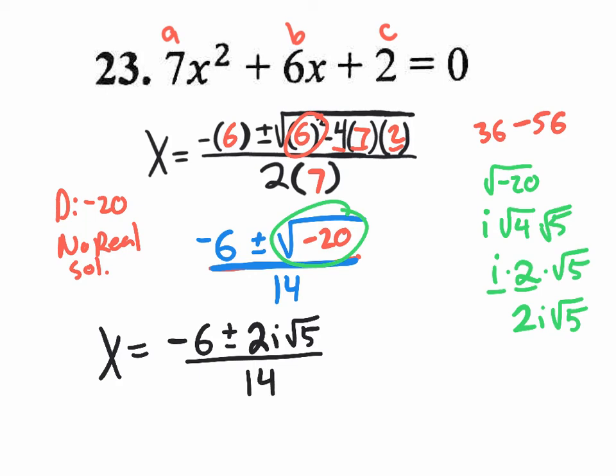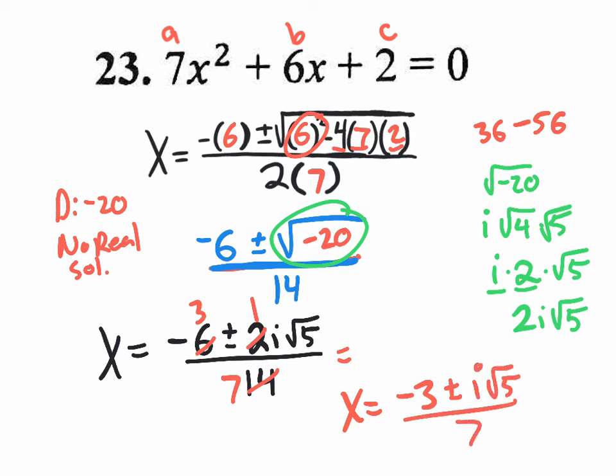So we still need to reduce. Let's reduce everything by what? By 2. Sure, why not? Let's reduce. So divide by 2, you get a 7. Divide by 2, you get a 3. Divide by 2, you get a 1. So my new answer is x equals negative 3 plus or minus i square root of 5 over 7.